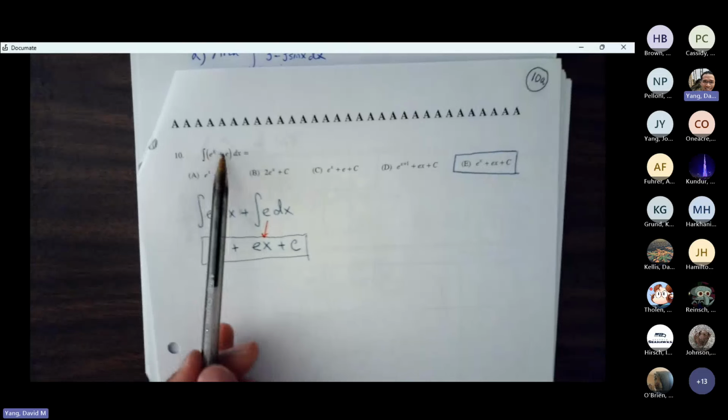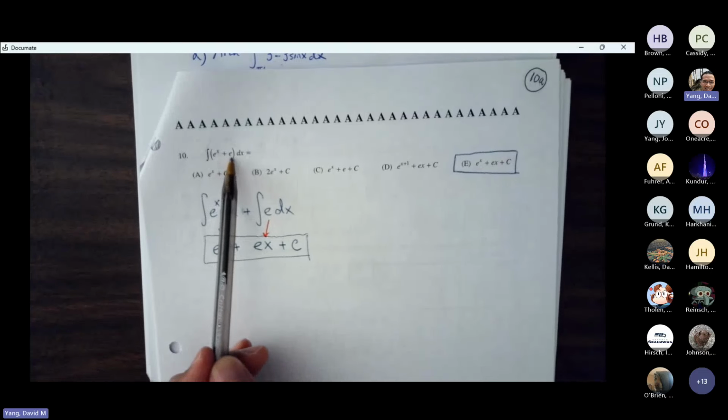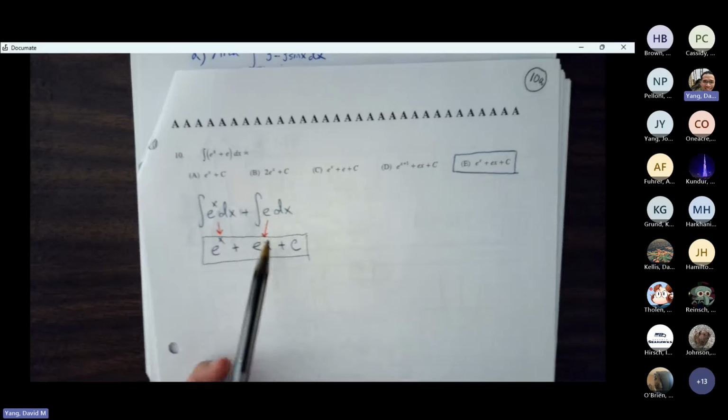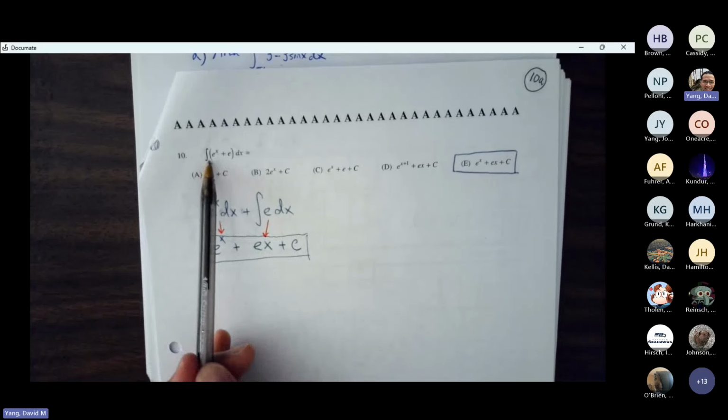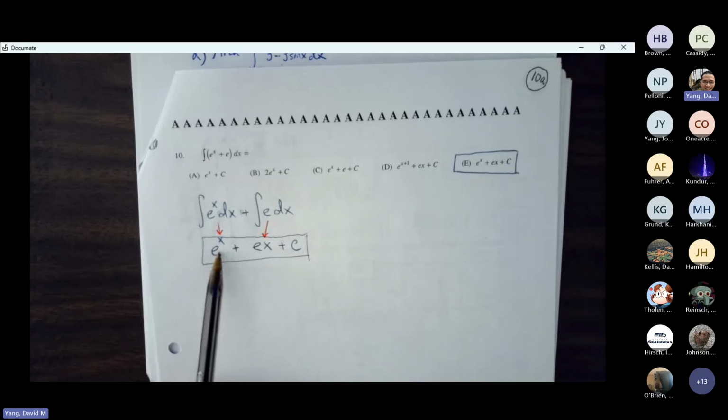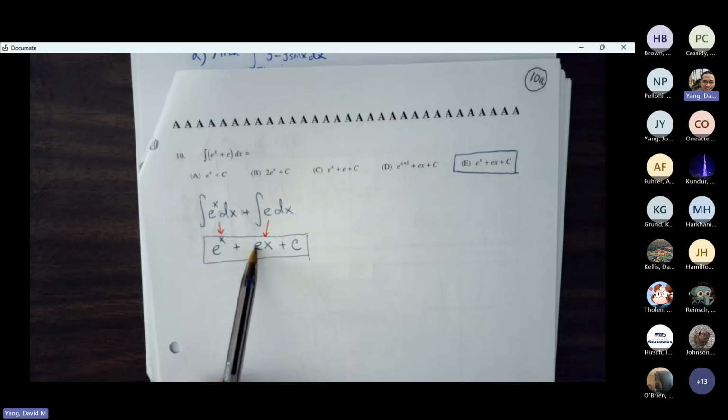Okay, easy problem if we understand that e is just a constant. It's like a 3. So 3 becomes 3x, so e becomes ex. E to the x is just e to the x, so that stays the same. E to the x plus ex plus c.